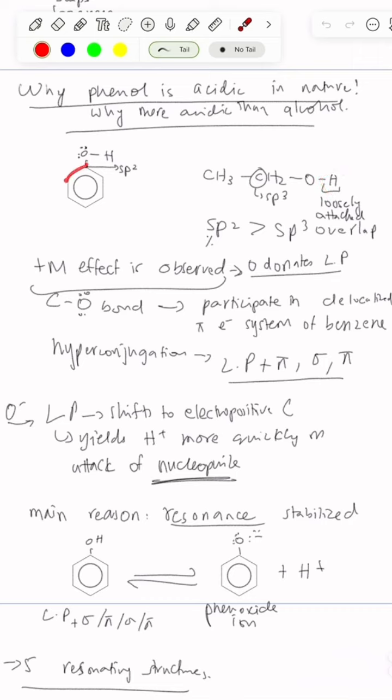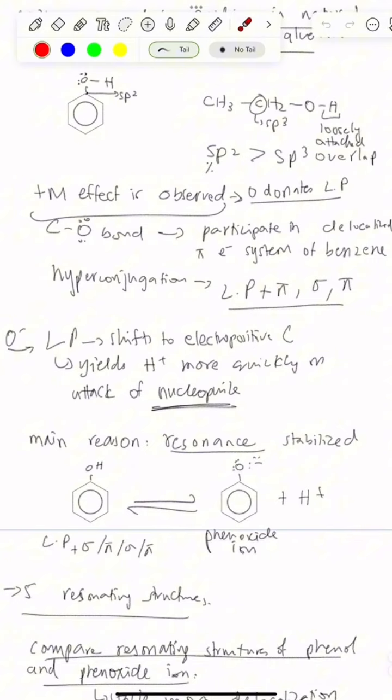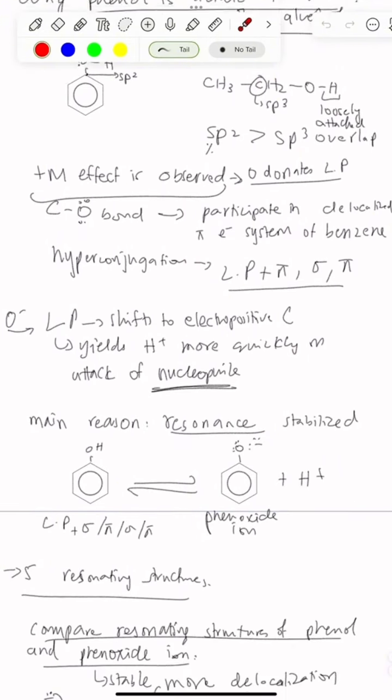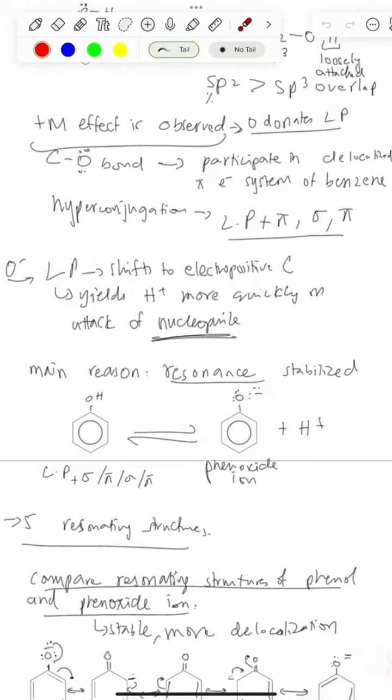But over here, the carbon attached to the oxygen group is attached to oxygen's lone pair. Now these lone pairs will participate in the delocalized pi electron system of benzene. So a positive mesomeric effect will be observed, meaning the lone pairs of the functional group will participate in the resonance effect. So hyperconjugation will be observed between the lone pair and the pi system, and the O negative lone pair will shift to the electropositive carbon atom.